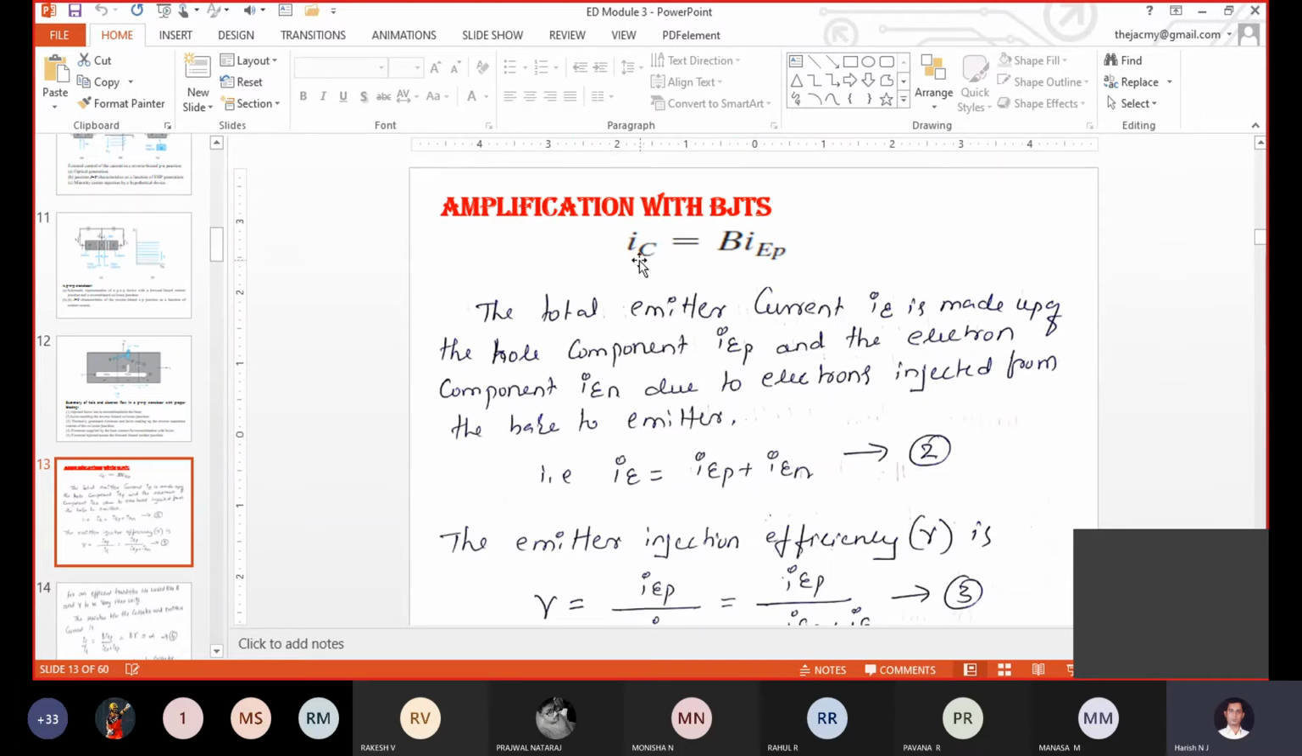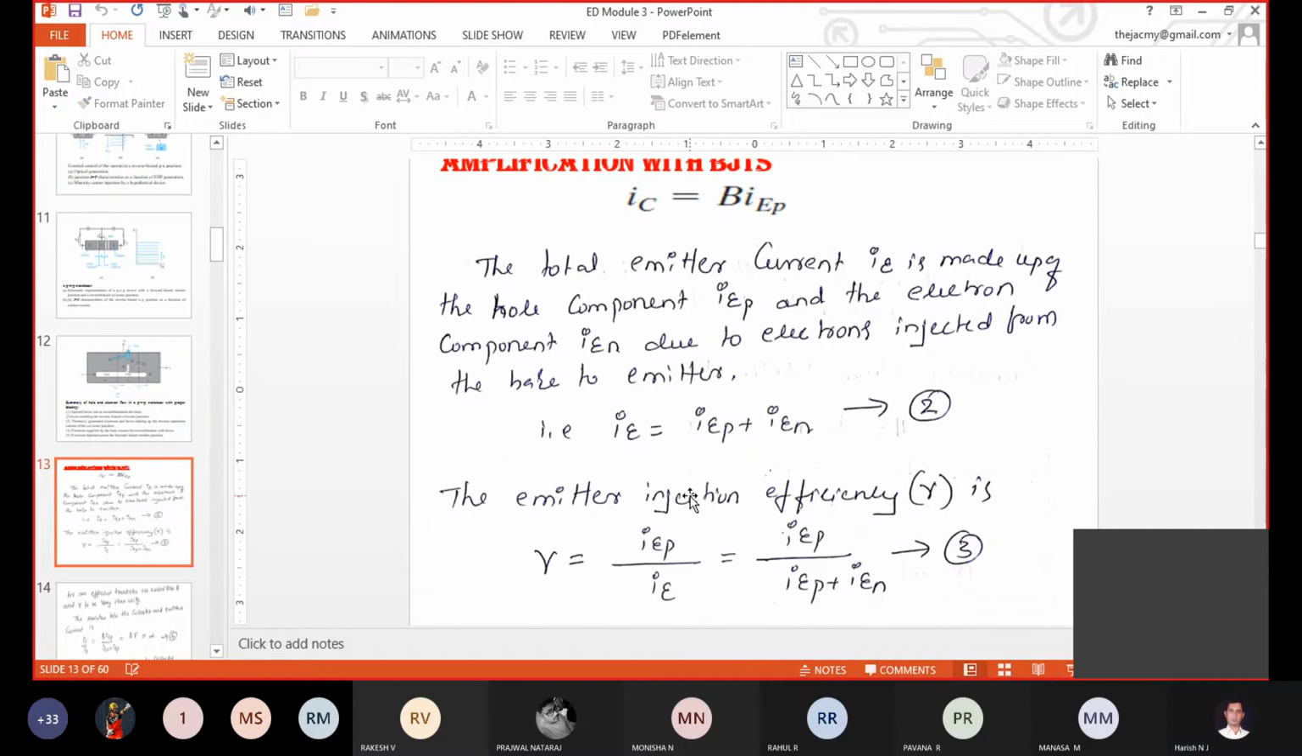Now we have calculated IC and IE. In the same way we discussed the efficiency factor for B, we will calculate the efficiency factor for the emitter injection efficiency. Emitter injection efficiency means how many holes are shifted to the base terminal out of the number of holes injected.